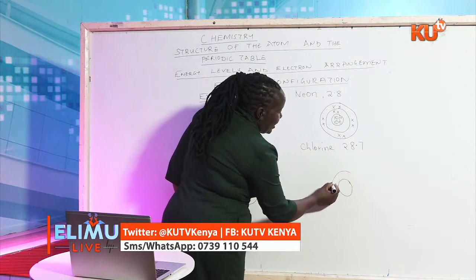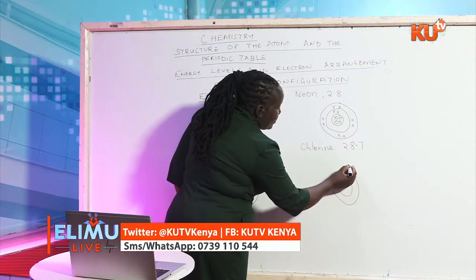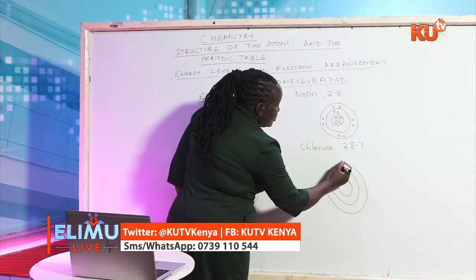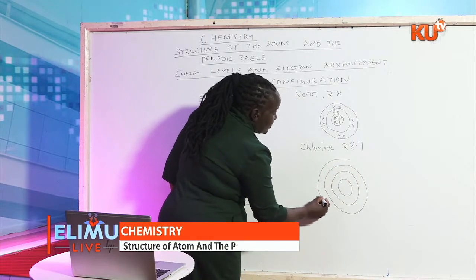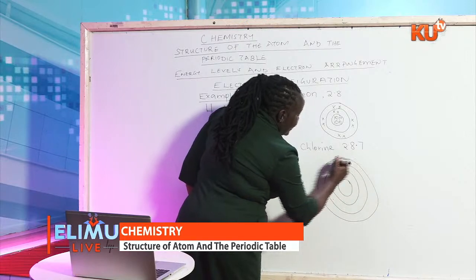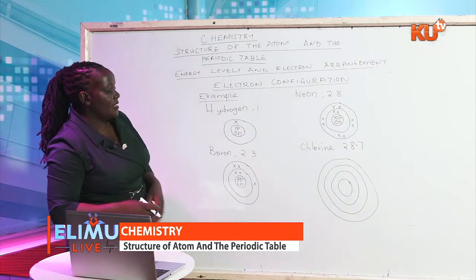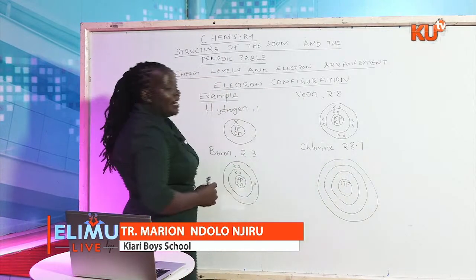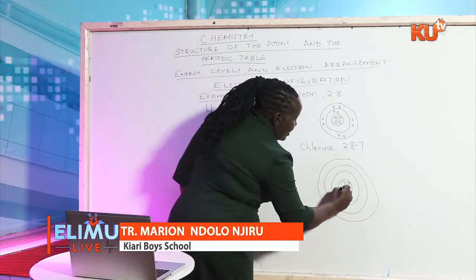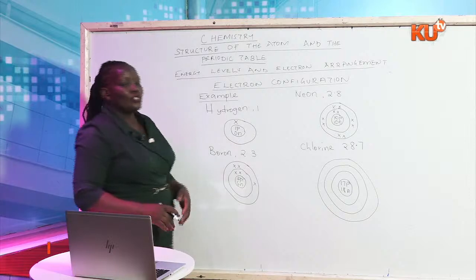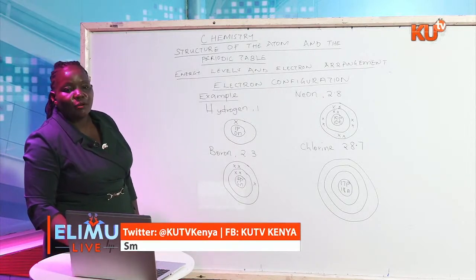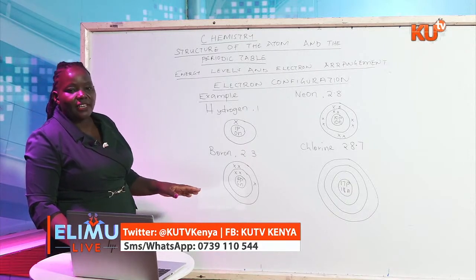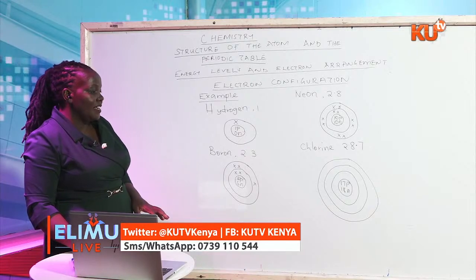So we have 1, 2, then 3. I'll start with the content in the nucleus. Chlorine has 17 protons and 18 neutrons. So chlorine has 17 protons and 18 neutrons. The next thing is, in this case, we represent the electrons using the dots.